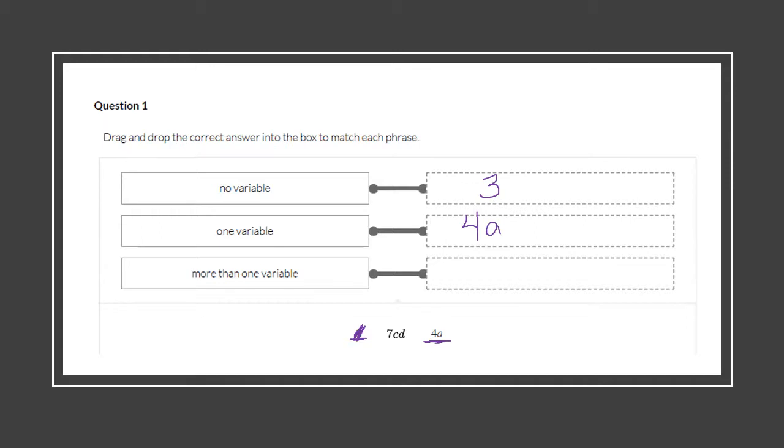And then the one that has more than one variable is the one that has both C and D in its answer.